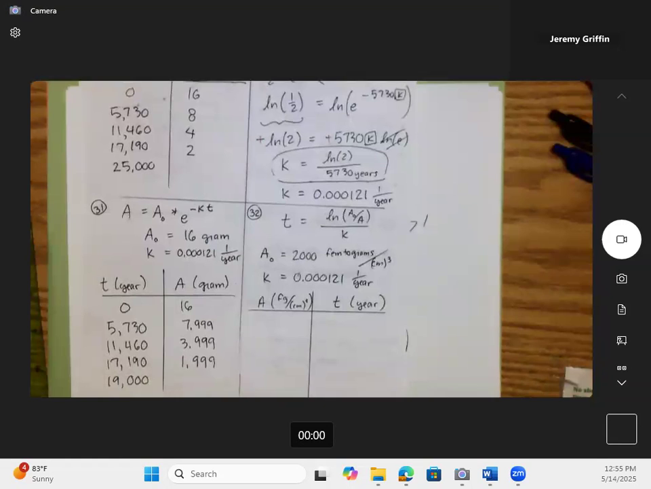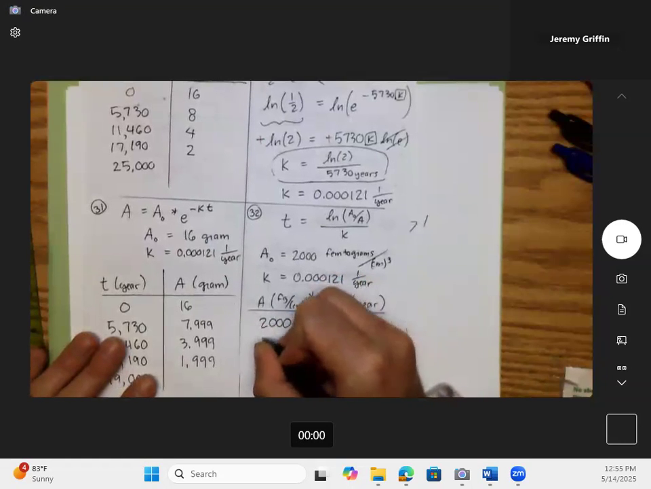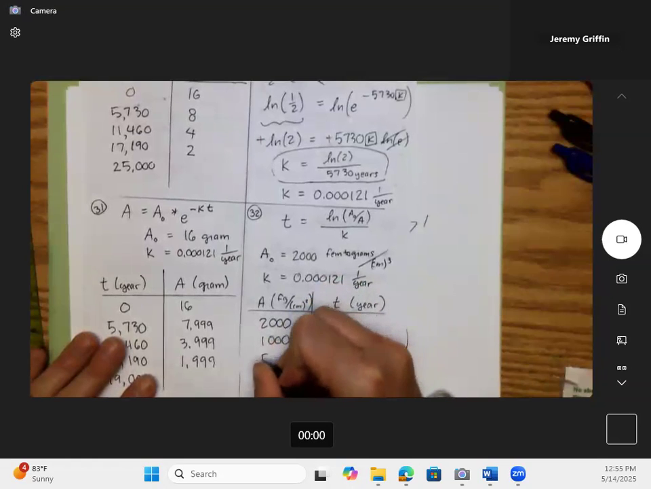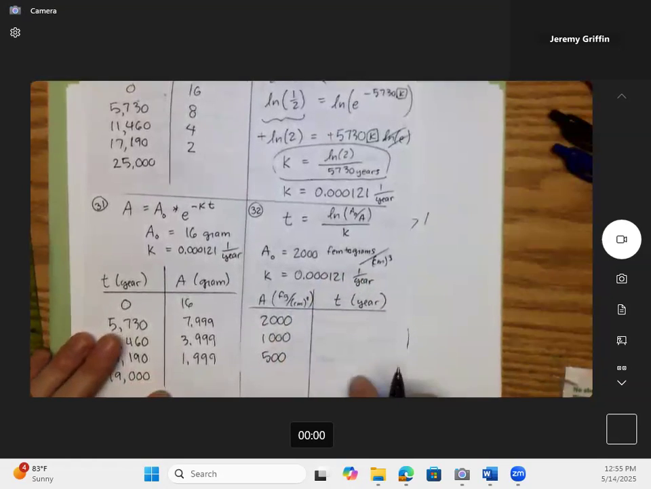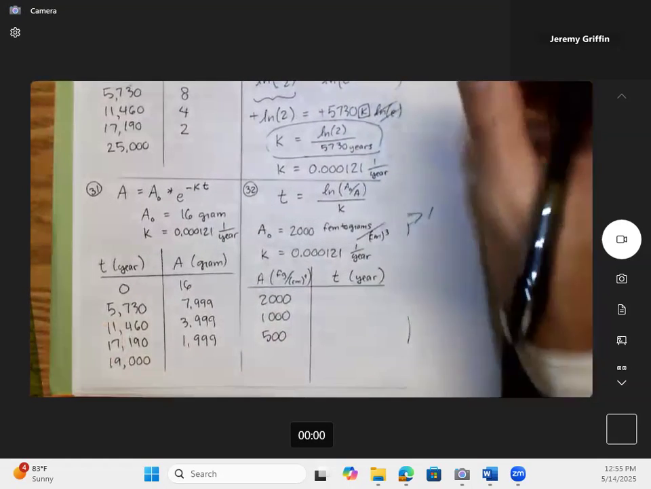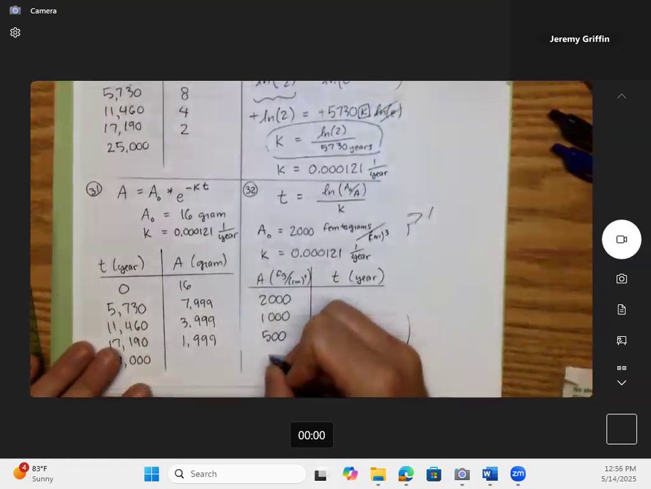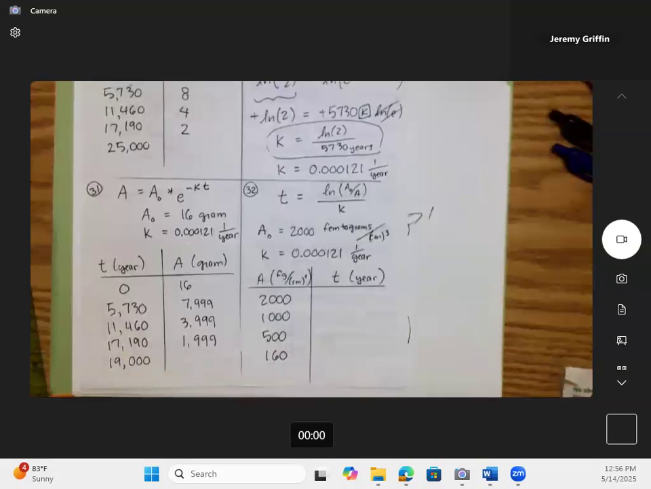Okay, so let's go with about 2,000, 1,500. I'll pick a wild card number. How about, let's see what I want to do here. Let's do, how about 160? Okay, we're just going to break the mold.